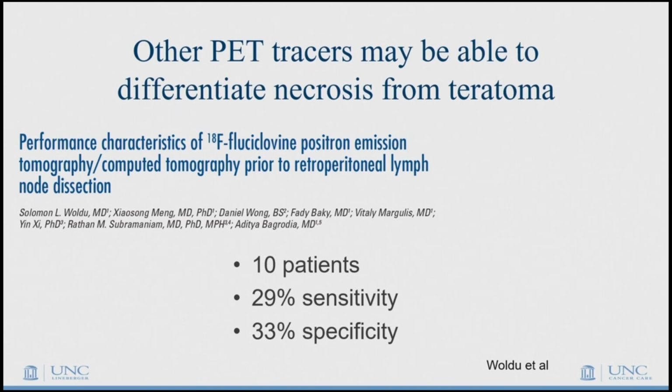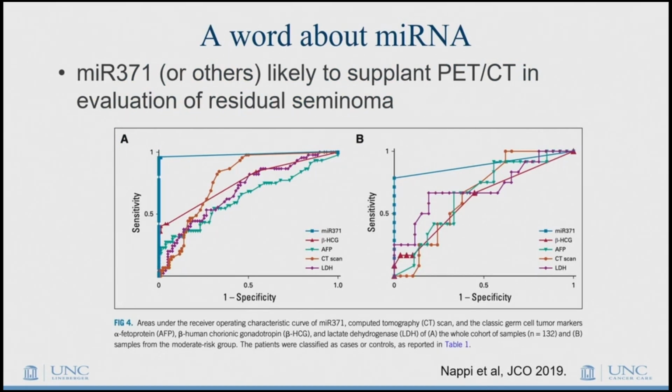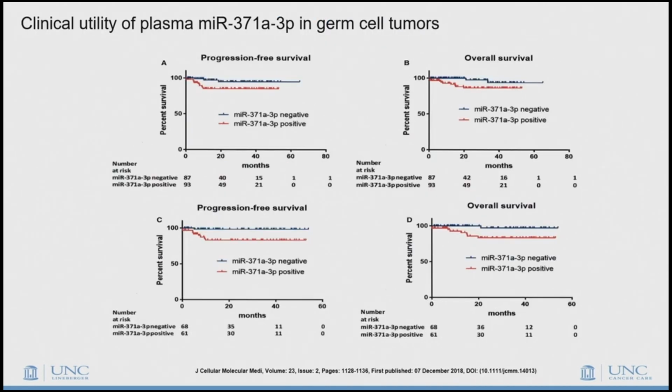There's been some thought of trying to develop tracers that can help differentiate necrosis from teratoma, one of the limitations of FDG PET. This is probably not the winner here. They did this study looking at F18 fluciclovine, which really showed poor sensitivity and specificity for telling the difference. But there's lots of interest in newer PET tracers. Probably the future, though, is going to be microRNAs. The PET not having the greatest performance characteristics may very well be supplanted by microRNA detection for telling residual seminoma. So you can see that it does predict progression-free survival and overall survival in seminoma.